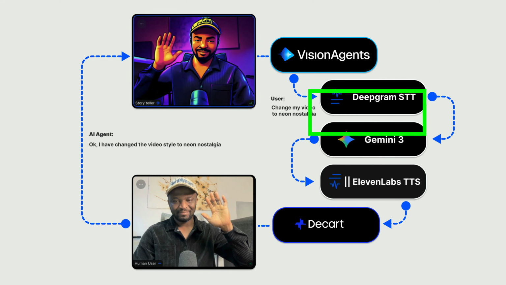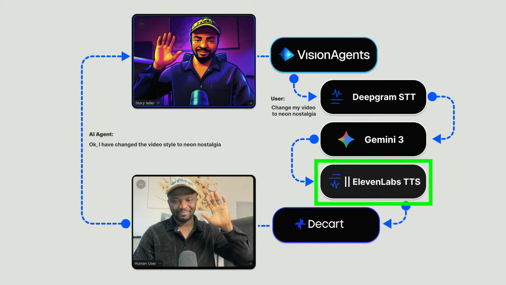So to speak to the agent, we will use Deepgram to handle speech to text. To hear from the agent, we will use ElevenLabs for expressive voice output. That will be the text-to-speech component.